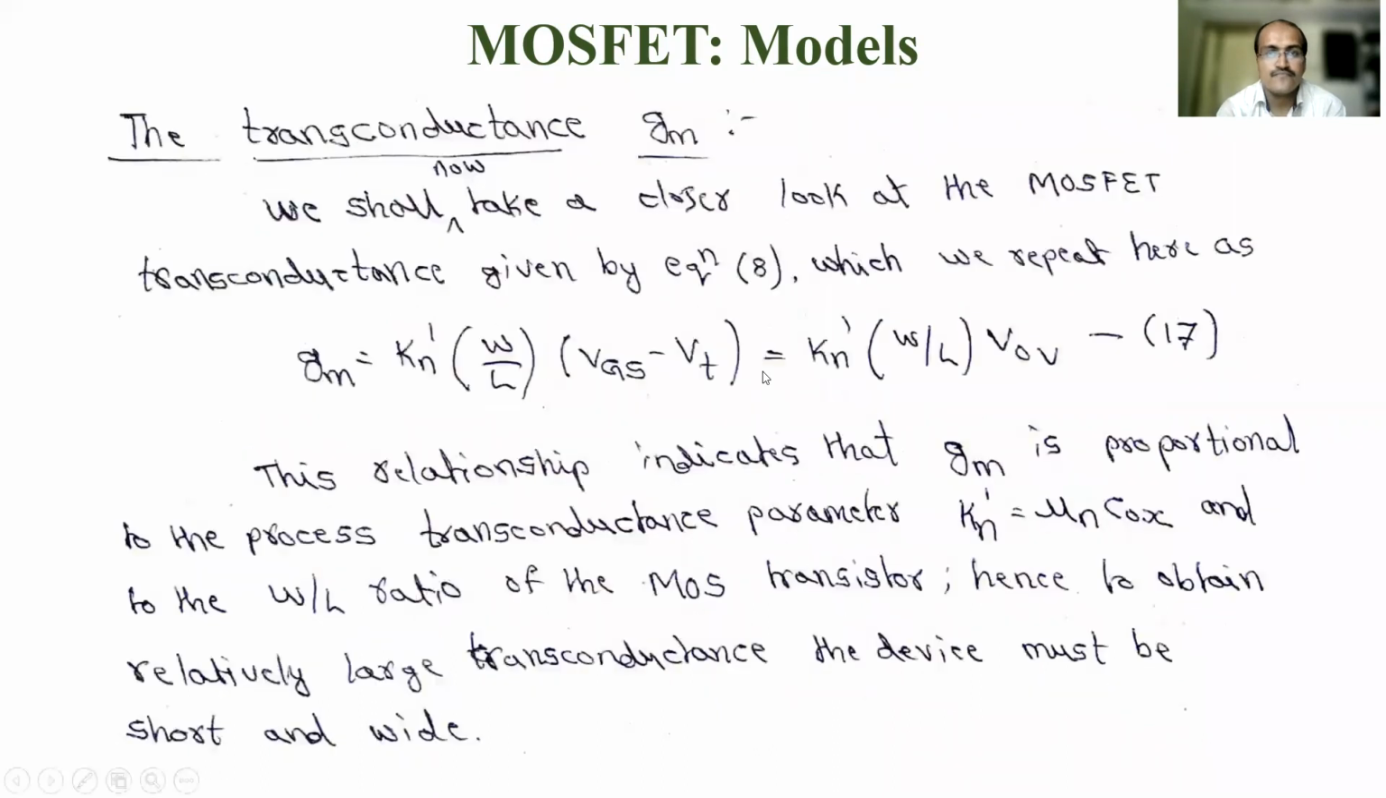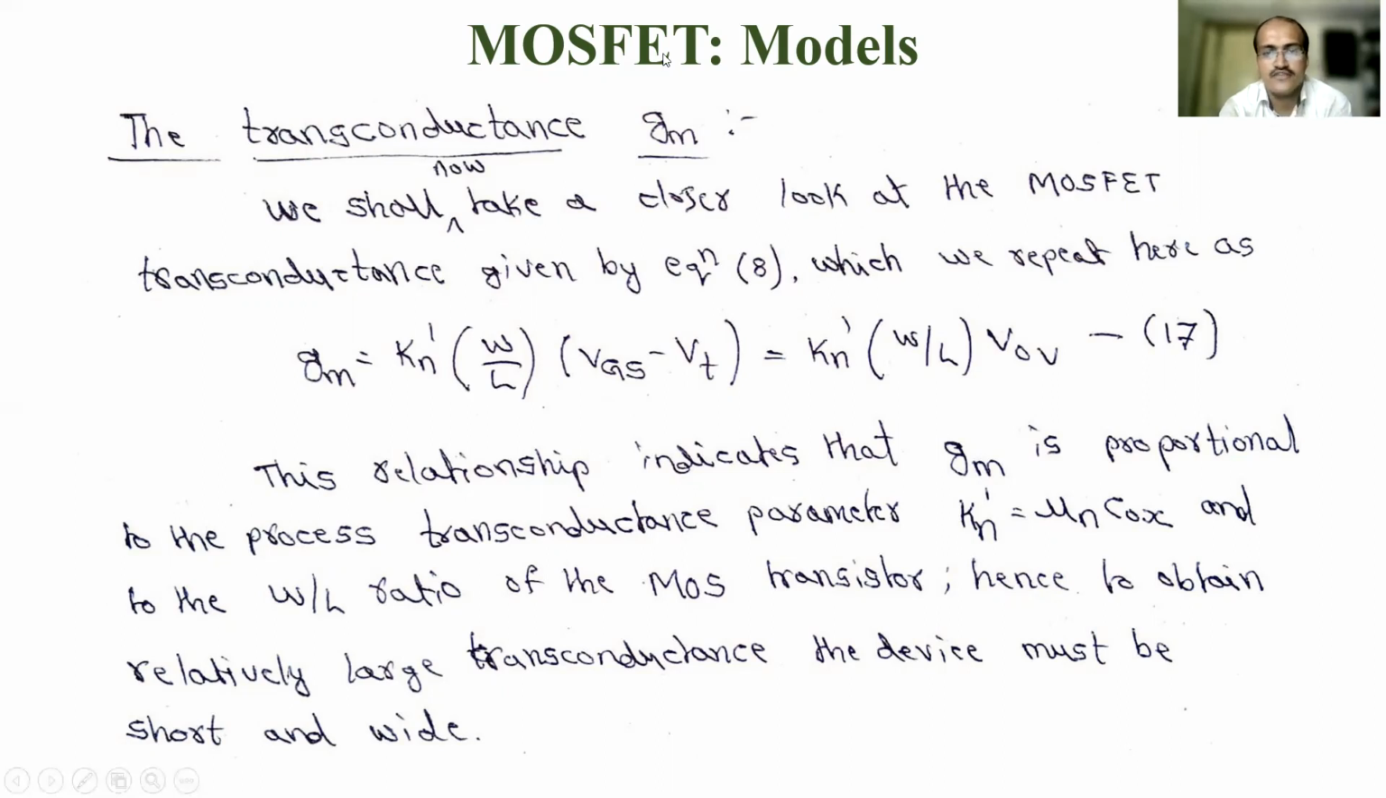Okay, next one, transconductance. I have already discussed transconductance in small signal operation, but one more time we'll discuss it with a little modification in the equations. We'll see a few equations for GM and their explanation. We shall now take a closer look at the MOSFET transconductance given by equation 8, which we repeat here. What is that equation? GM equals Kn dash W by L VGS minus VT.